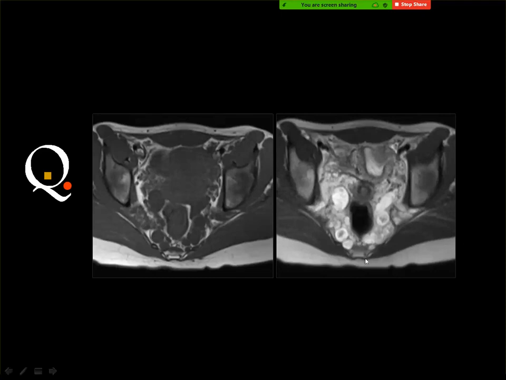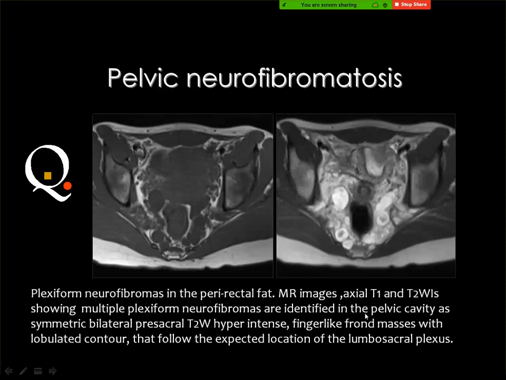You know, the classic sign of the target appearance, where you got central low signal and peripheral high signal. This is very characteristic of neurofibromatosis. And this is a case of neurofibromatosis of the pelvis.